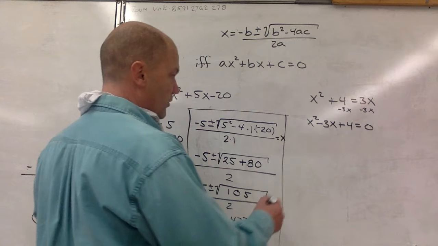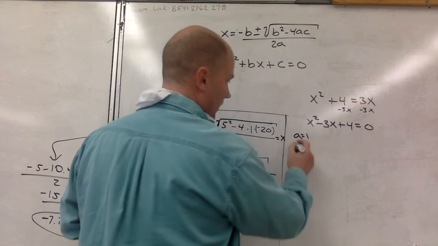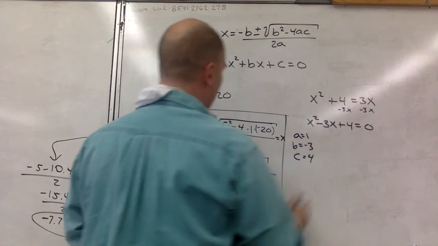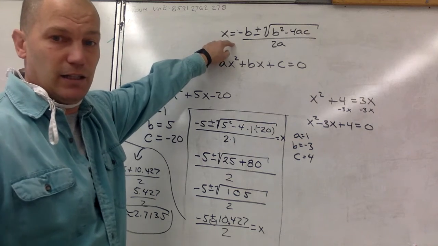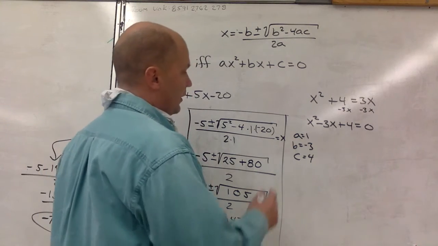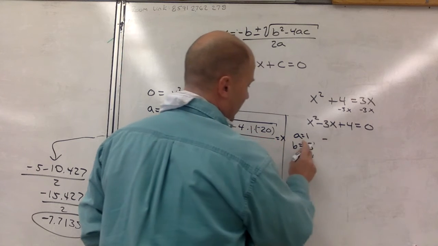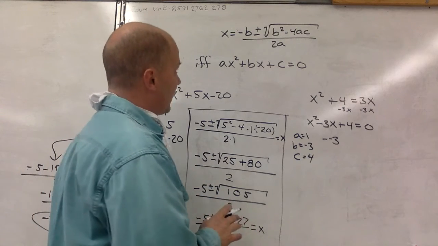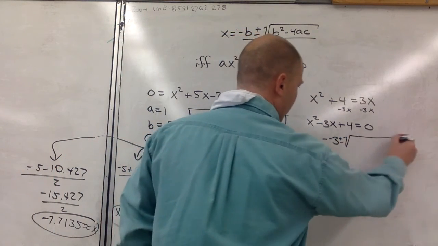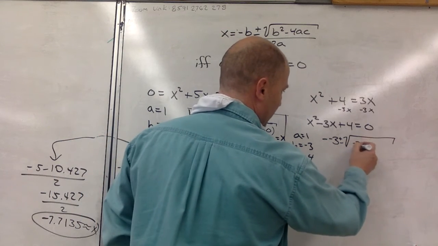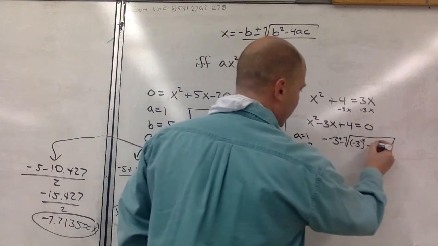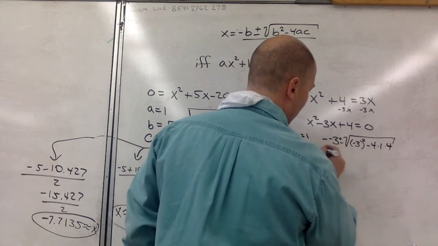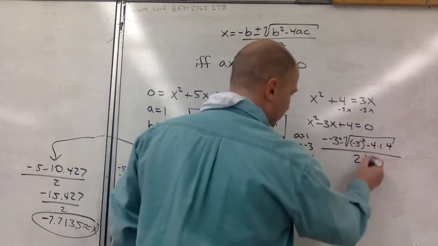So I'm going to go through the same process. A is 1, B is negative 3, and C is positive 4. Then I start plugging into my equation, and I know that it is the opposite of B, so the opposite of negative 3. Well, we know that's positive 3, but I'm not going to simplify anything yet. Plus or minus the square root of b squared, so I'm going to be careful, and I'm going to put it like this, minus 4 times a times c, all divided by 2 times a.